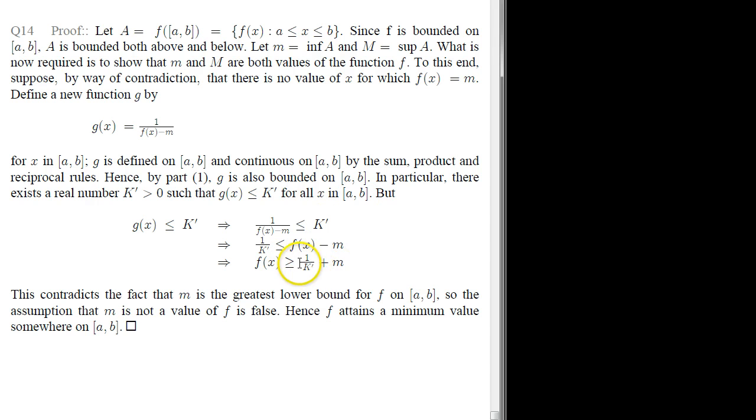So this is a lower bound, but the trouble is it's bigger, because this is positive, this is bigger than the greatest lower bound, which is m. So this is a contradiction. It contradicts the fact that m is the greatest lower bound for f on [a,b]. So the assumption that we made at the outset must be wrong, so there must be a value of x such that f(x) equals m. So f does attain a minimum then, somewhere on [a,b]. And that concludes the proof for the particular theorem.